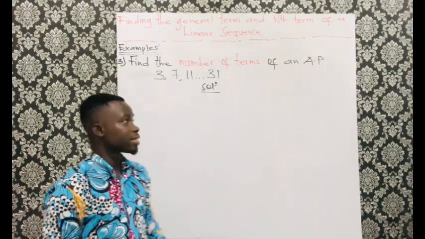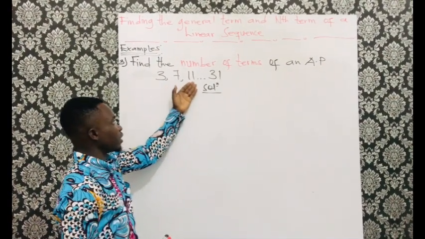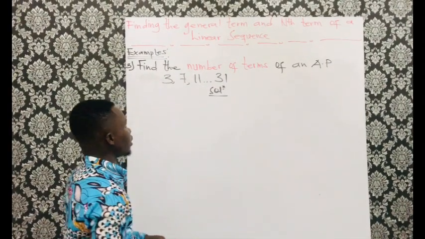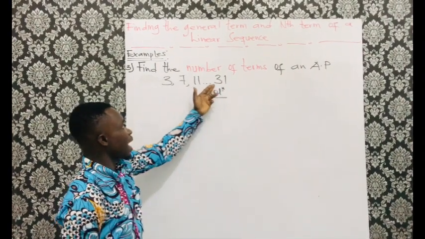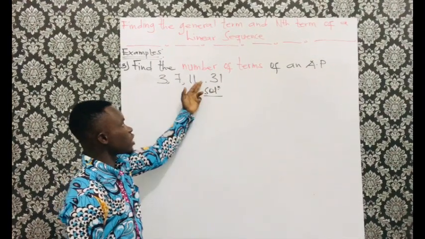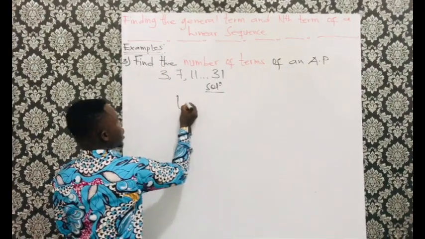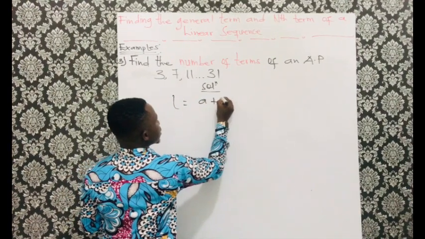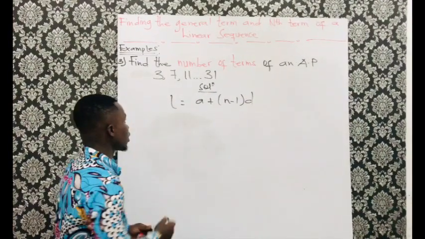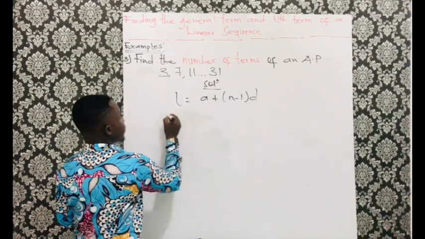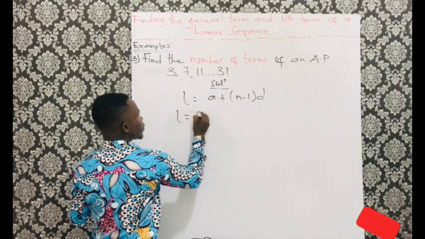Our third example says we should find the number of terms of an AP 3, 7, 11 up to 31. Now, we have to find the number of terms of this sequence. We know the last term of this sequence. Since we know the last term, we use the general formula, which is L equal to a plus bracket open n minus 1 bracket close d, where L refers to the last term. L equal to the last term. So the last term of the sequence is 31. So we have our L equal to 31.